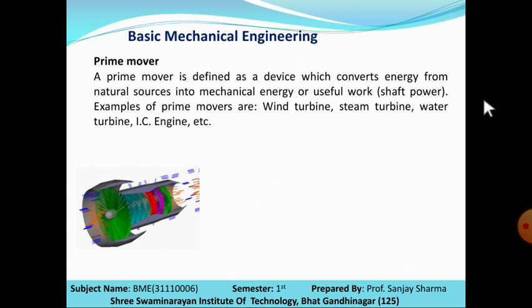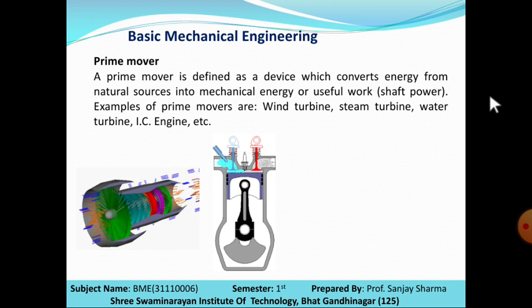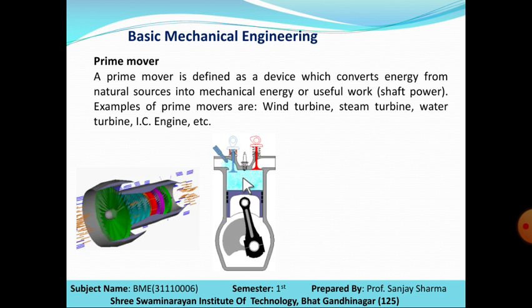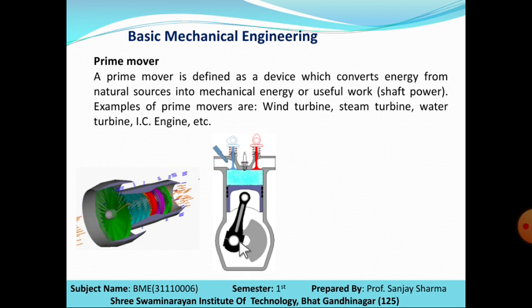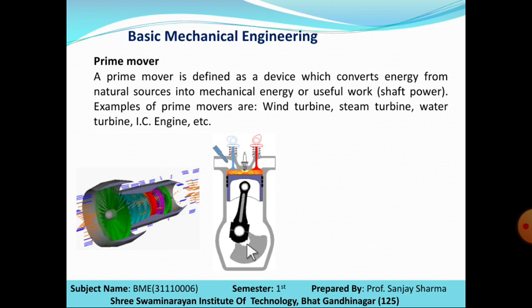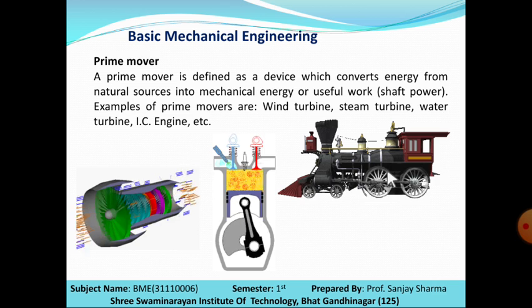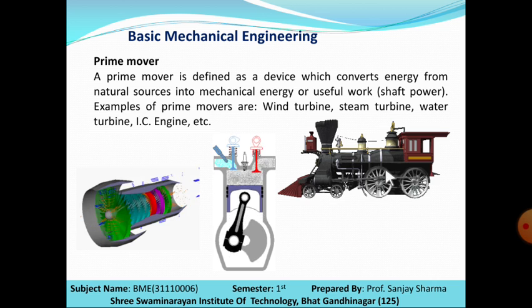Again, the wind turbine you can see here, or the steam turbine, they are examples of prime movers. The IC engine is also an example of a prime mover, as it converts the natural source of energy into mechanical power output. The shaft connected to the crankshaft, here we get the output energy. The locomotives are also termed prime movers.